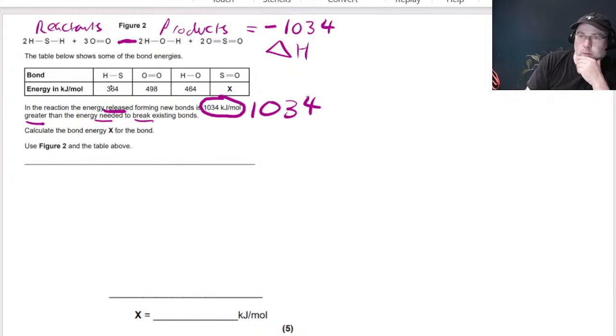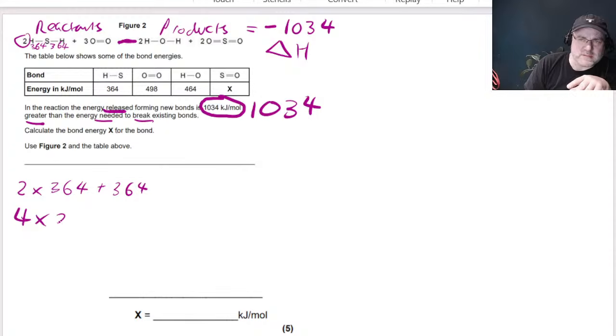So what we want to do here is write all that we know down. So check each of these. SH is worth 364. And there are 2 of them. And then there's the big 2 there, the multiplier. So in essence, I want to go 2 times 364 plus 364. But I could just say 4 times 364. And that's because there are 4 HS bonds above.